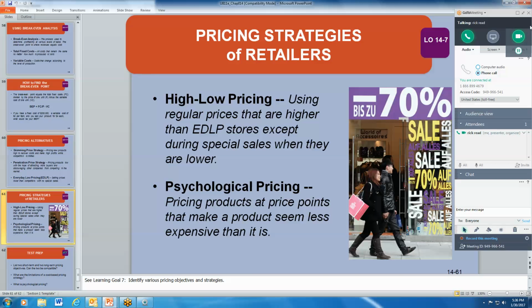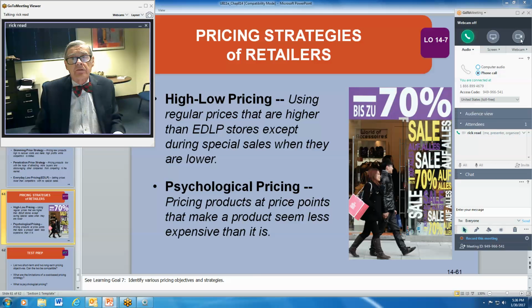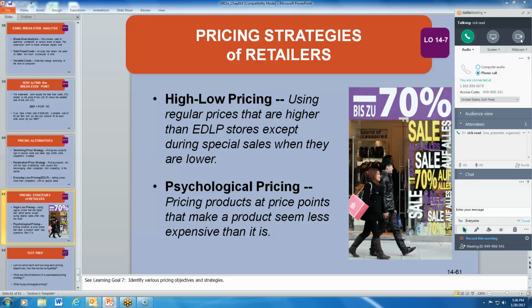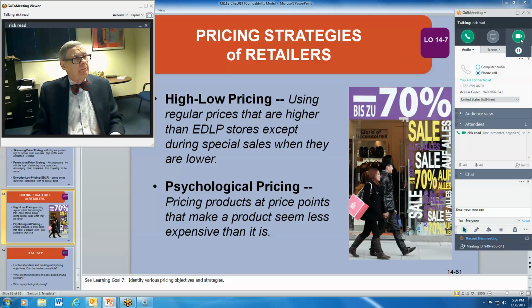High and low pricing is exactly what it says. This is different from EDLP because it's higher except during the special sales. And then psychological pricing is pricing a product at some point that's going to attract people because they think it doesn't cost as much as it really does.